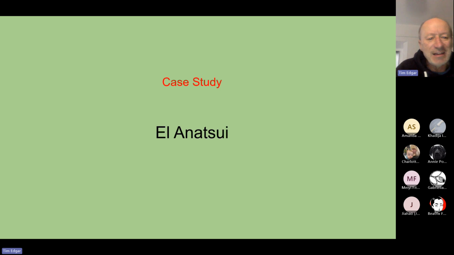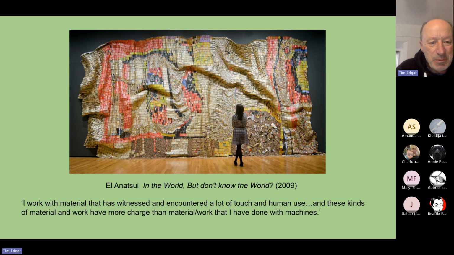And we've got artists like El Anatsui, who I keep coming back to, who is really important, I think, and getting more and more important and interesting. I just wanted to do a little case study of El Anatsui and look at, when we talk about context, what's the context of his work. So this is one of his pieces. I've shown them before. These wonderful hanging, what would we call them? Tapestries, textile sculptures. He says, I work with materials witnessed and encountered a lot of touch and human use. These kinds of material and work have more charge than material done with machines. So he's interested in the human element.